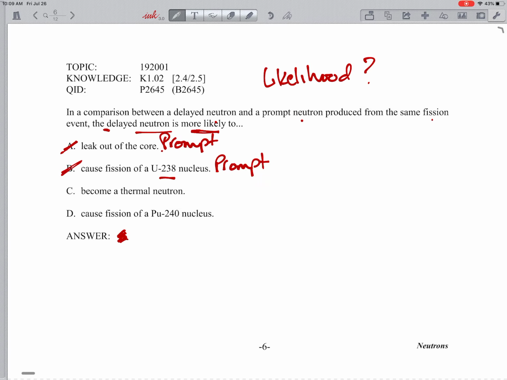So now we're going to become a thermal neutron. Cause fission of a Pu-240 nucleus. So I'm going to say become a thermal neutron, right? So it's going to take fewer collisions. And it's going to be more likely to stay in the core.